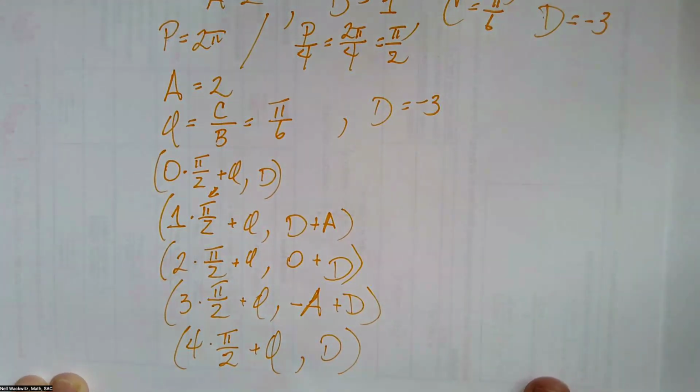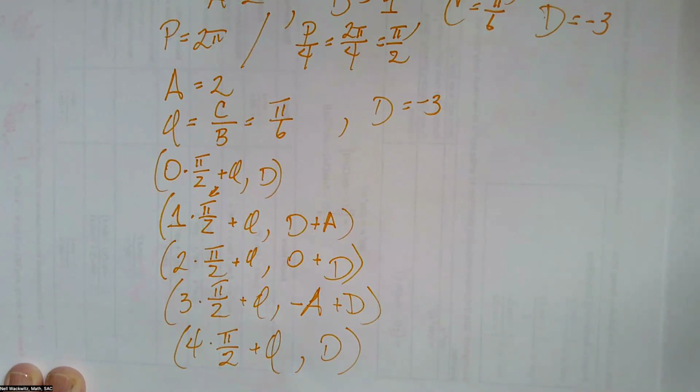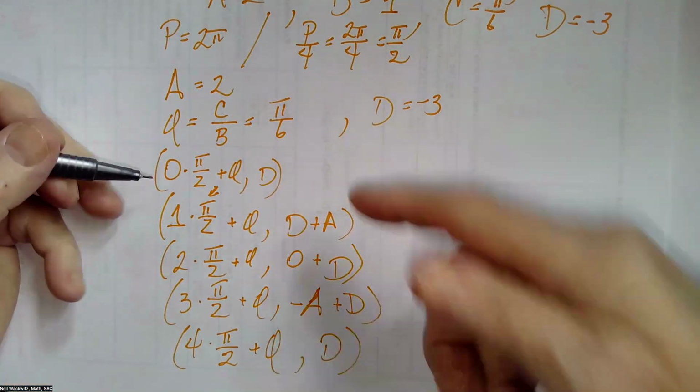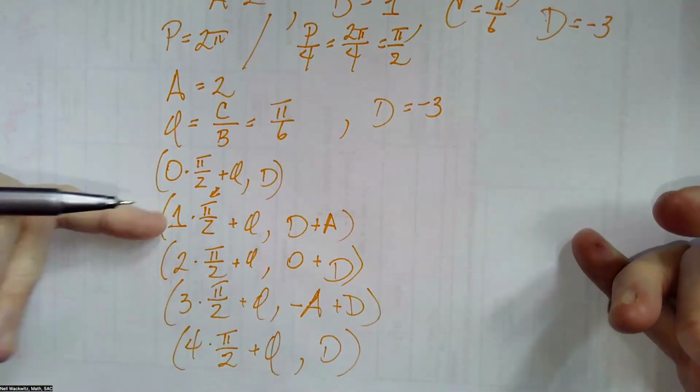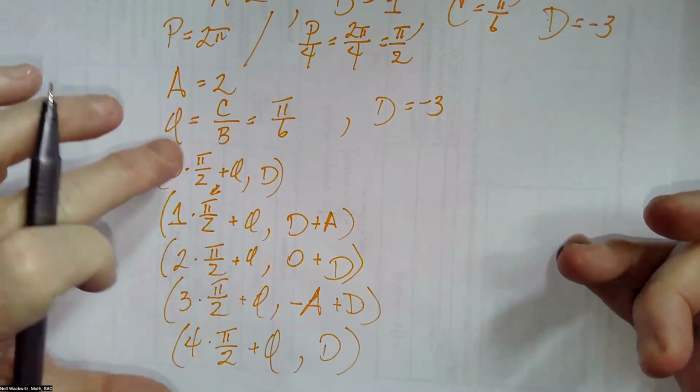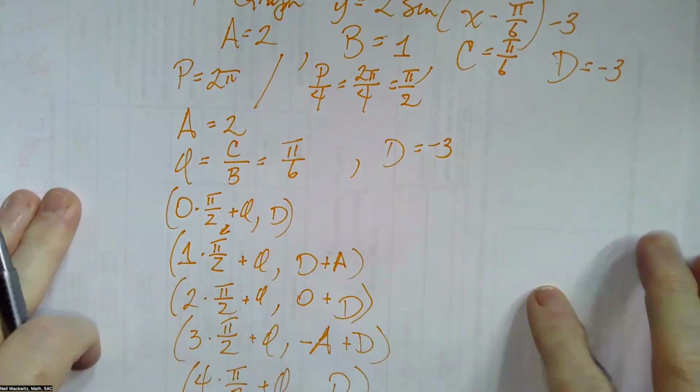What is the 5-point summary? Are you asking for the equation? No, what does it mean, the 5-point summary? It's the 5 points in the graph. That's right. These 5 points: 0, 1, 2, 3, 4 times 1/4 of the period.